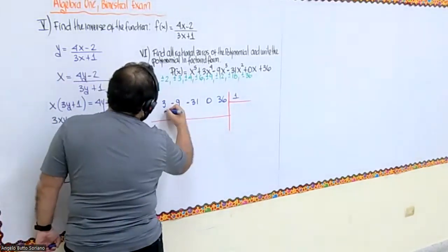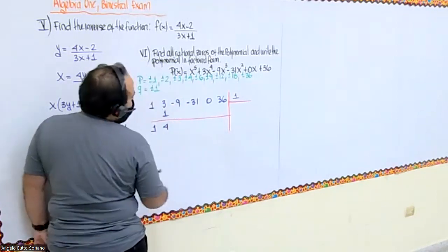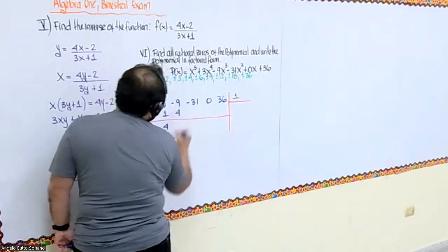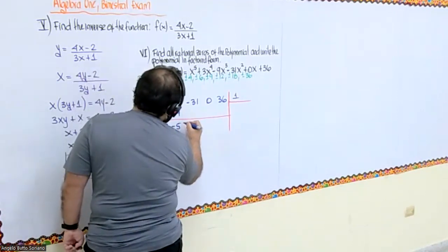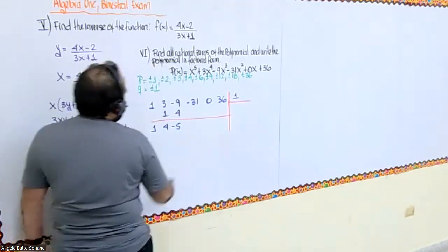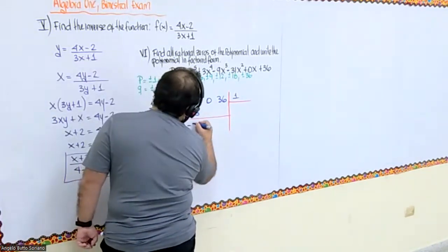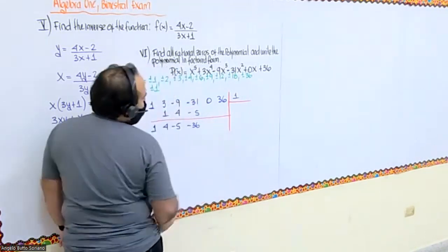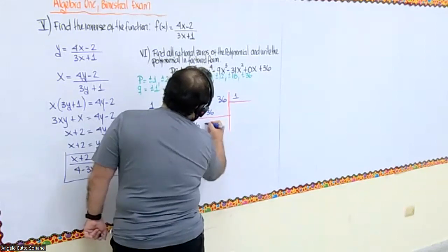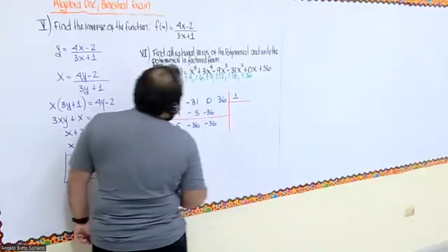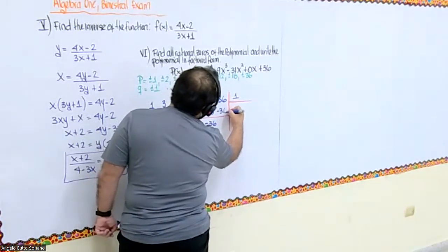1 times 1 will be 1. 3 plus 1 will be 4. 4 times 1 will be 4. Negative 9 plus 4 will be negative 5. Negative 5 times 1, negative 5. Negative 31, negative 5, negative 36. Negative 36 times 1, negative 36. 0 minus 36 minus 36. Minus 36 times 1 will be negative 36.